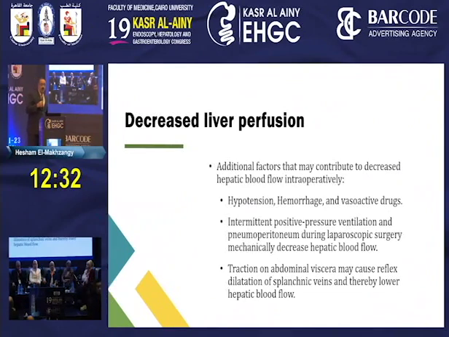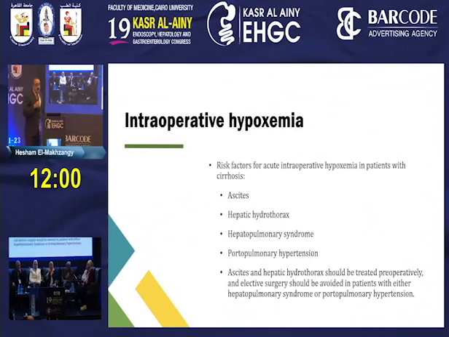Now, what are the additional factors that make the blood flow to the liver less? The hypotension, the hemorrhage, the vasoactive drugs that sometimes we need during surgery, intermittent positive pressure ventilation, and pneumoperitoneum done during laparoscopic procedures, which, I think, now nobody does open surgery anymore except rarely. Traction on abdominal viscera would cause reflex vasodilatation in the splenic vein and further decrease the blood flow to the liver. So, the intraoperative hypoxemia or decreased oxygen supply, this is item number 2.